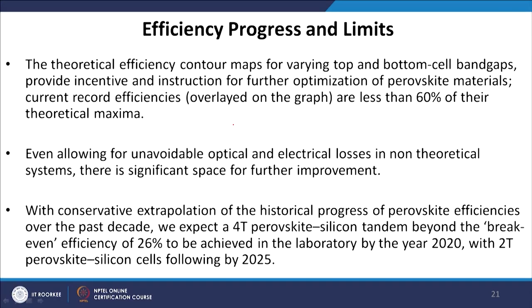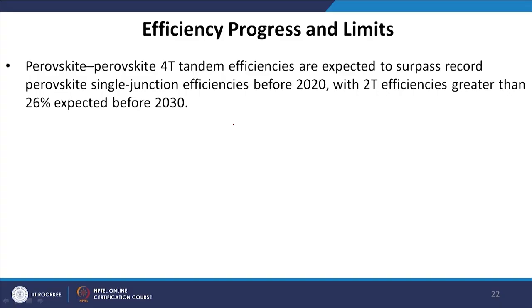With conservative extrapolation of the historical progress of the perovskite efficiencies over the past decade, we expect a 4 terminal perovskite silicon tandem solar cell beyond the break even efficiency of 26% to be achieved in the laboratory by the year 2020, with a 2 terminal perovskite solar cell following by 2025. So, if we look at the trend, the way the perovskite solar cell has been revolutionized within the last 5-6 years, if we follow the same trend, it is very much possible that the efficiency of the perovskite silicon tandem can reach a much higher number very soon. But there are also some limits, of course.